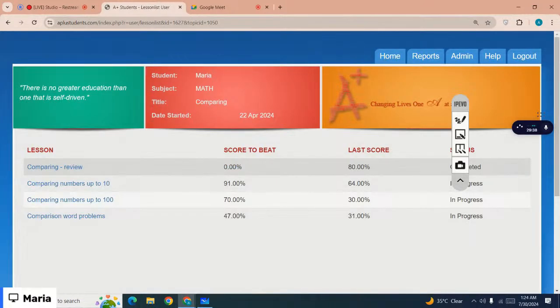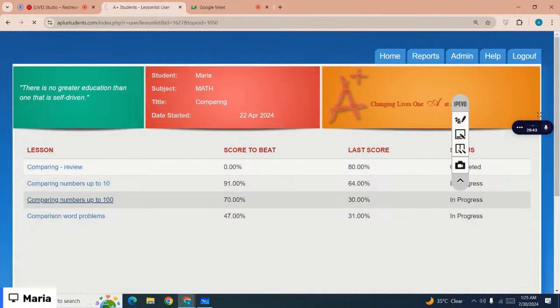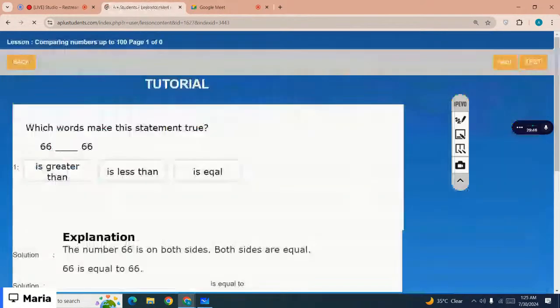The next lesson is now we are going to compare the bigger numbers, like they are up to 100, right? So you have to do exactly the same one. Which words make the statement true? 66 and 66. So which is the correct option?